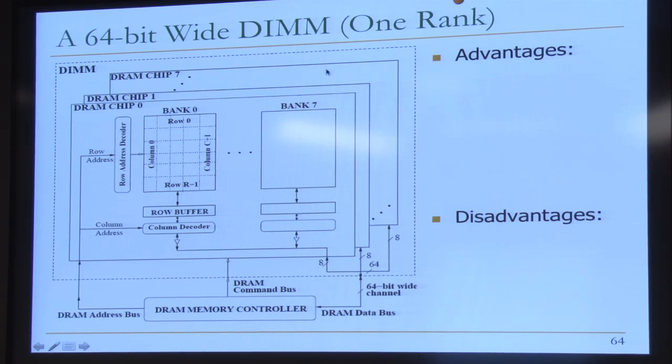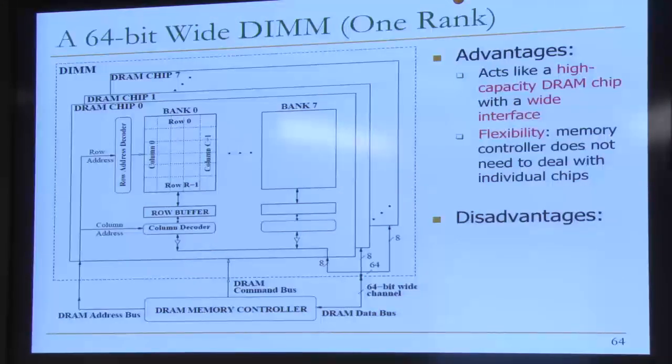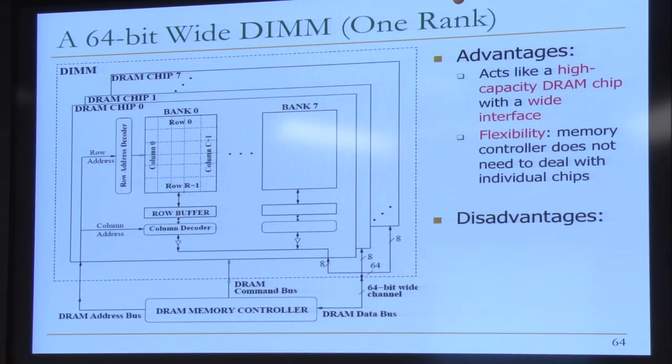Okay? So what is the advantage of having a DIMM? Well, I guess I've given you these. Basically, you get 2 things at the same time. You get a wide interface. You don't access only 8 bits, but you access 64 bits in this case. Hopefully, you get more bandwidth that way. But it also increases your capacity, right? You get both high bandwidth and high capacity at the same time. It also gives you flexibility, in one sense at least. The memory controller does not need to deal with individual chips. It really deals with the 64-bit interface instead of dealing with every 8 bits.